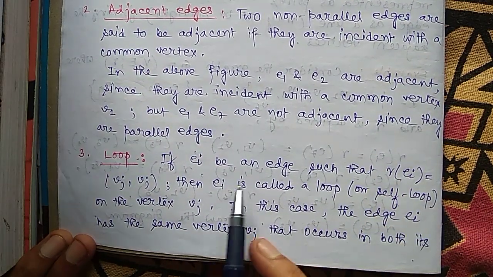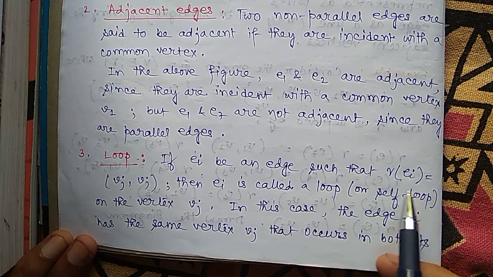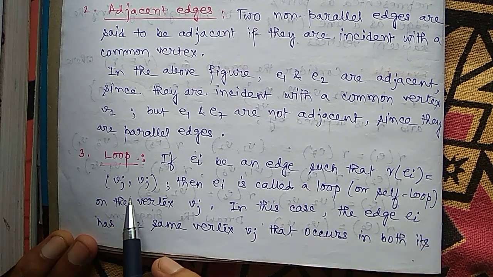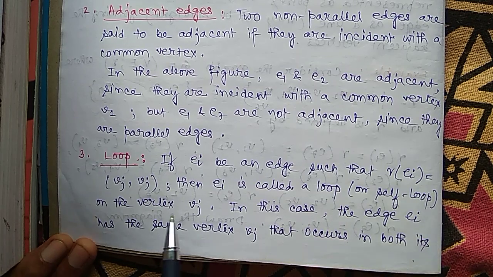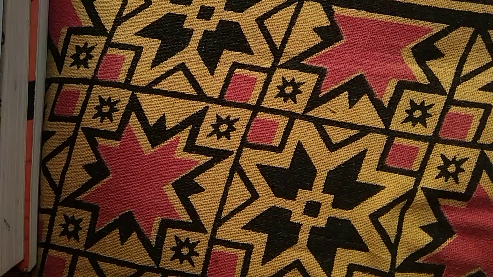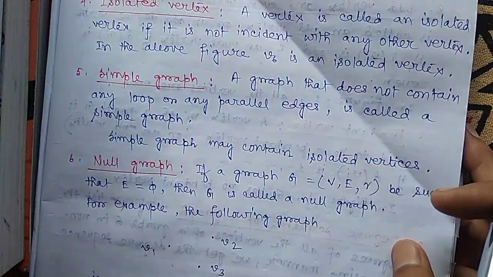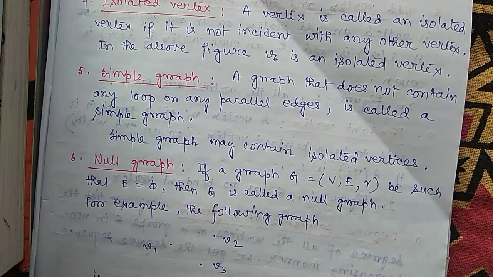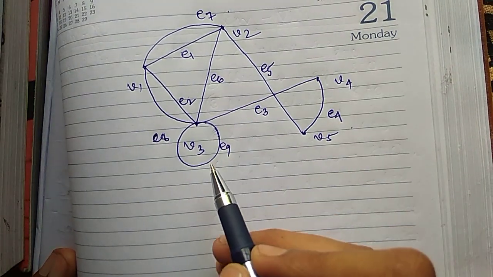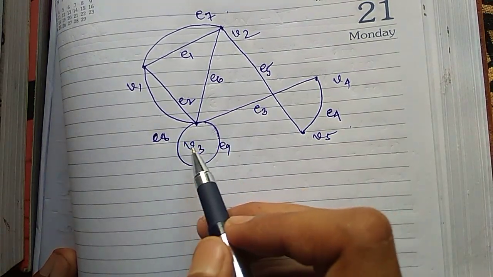Okay, next, loop. If ei is an edge such that gamma of ei equals vj, vj, then ei is called a loop or self loop on the vertex vj. In this case, the edge ei has the same vertex vj occurring as both of its endpoints. In this figure, e9 is a loop.